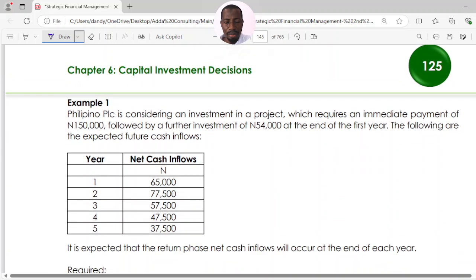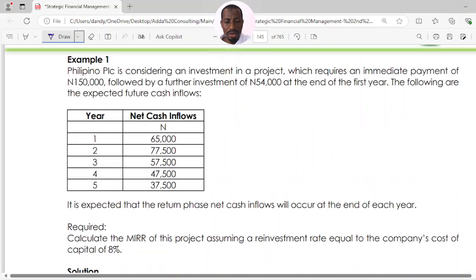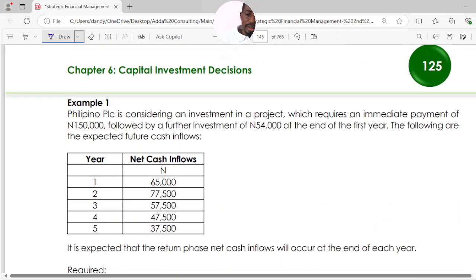Let's have a short example to demonstrate what I've just discussed. So let's try example number 1.